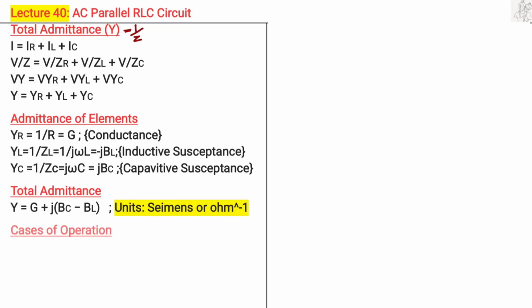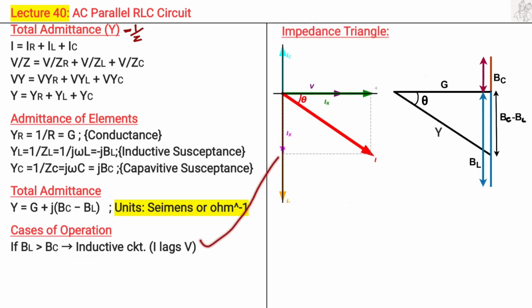Now there can be three cases of operation depending upon BL and BC. The first is if BL is greater than BC, then the net circuit is inductive in nature, therefore the current lags the voltage. This is shown in this phasor diagram, where the current is lagging the voltage by some angle theta, and the corresponding admittance diagram will be like this, where G represents the base, BC minus BL represents the perpendicular, and the hypotenuse is represented by the admittance. This admittance diagram basically shows this equation.